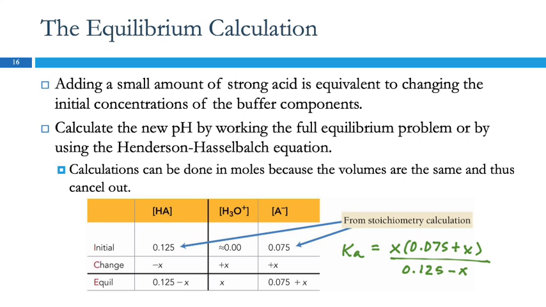So when we add acid or base to a buffer, we add an extra step in the calculation. We have to look at the stoichiometry first before we make the ICE table. Any questions?